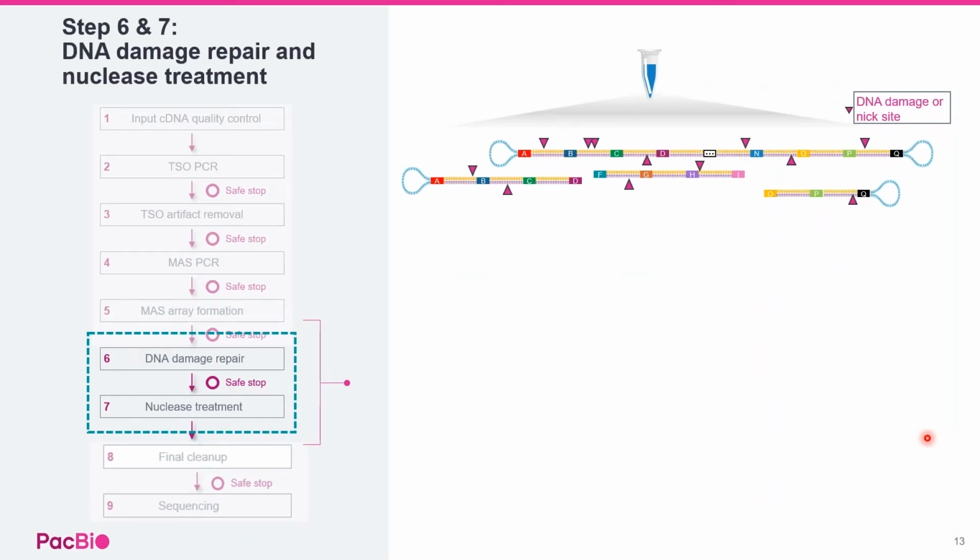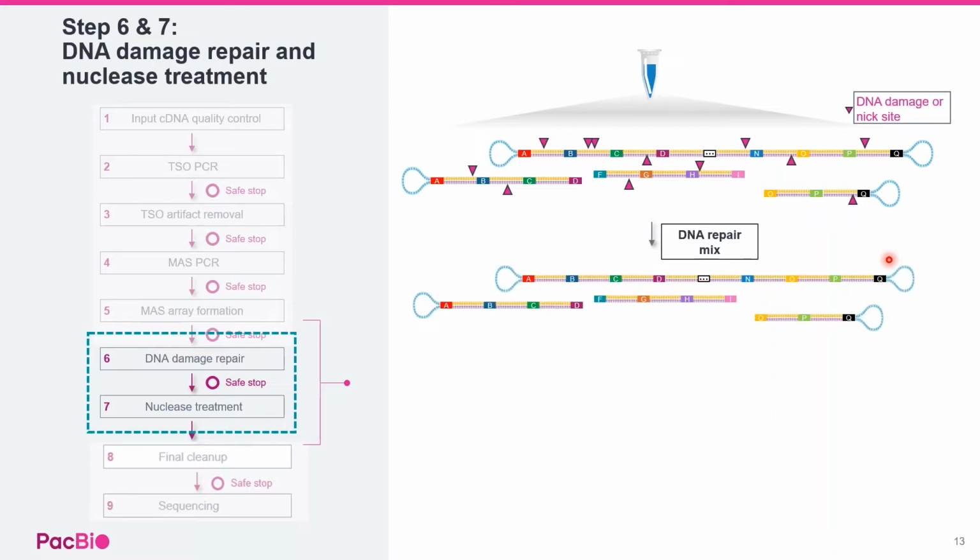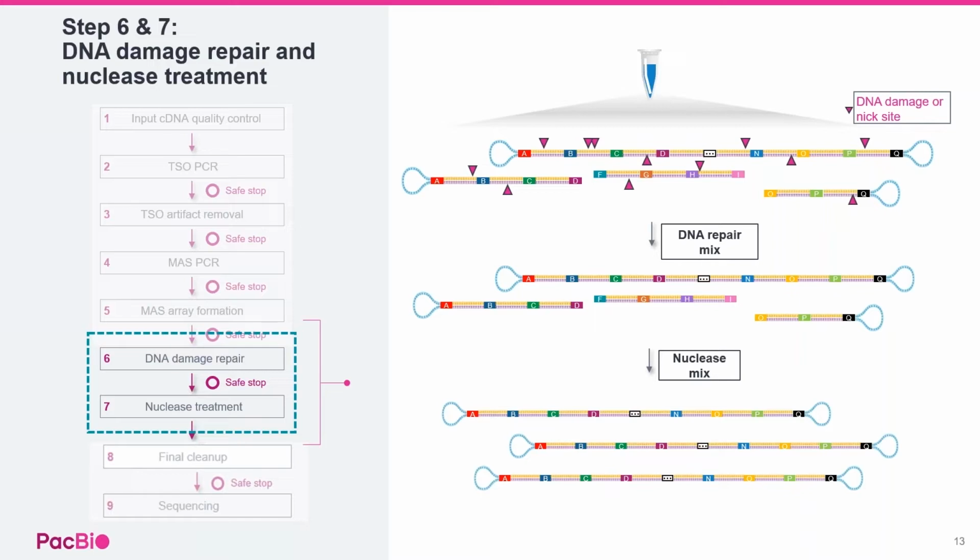So after the MAS array formation, step 6 is DNA damage repair, and step 7 is nuclease treatment. After MAS array formation, the arrays might contain DNA damage or nick sites shown by these magenta triangles. These are repaired by using DNA repair mix. The incomplete arrays, which contain either one or no MAS adapter, are removed using a nuclease mix. So after step 7, most of the remaining SMRTbell templates should be complete 16-segment array molecules containing MAS adapters at both ends.